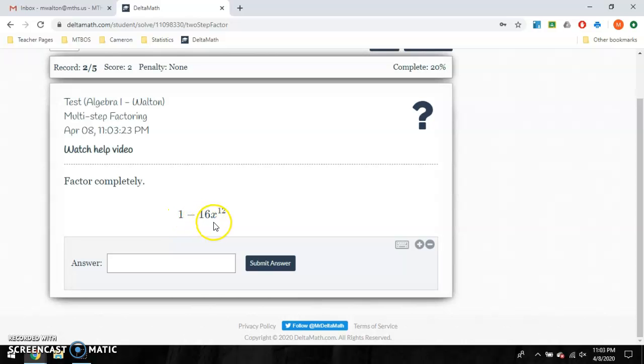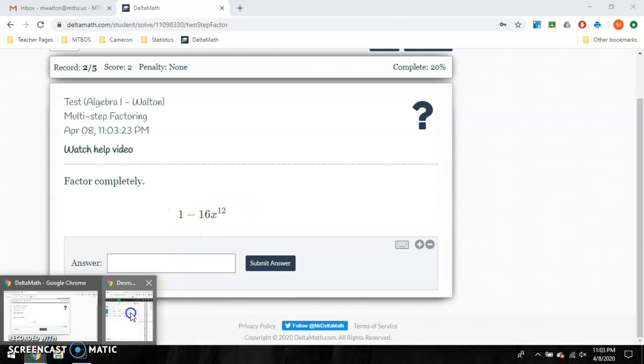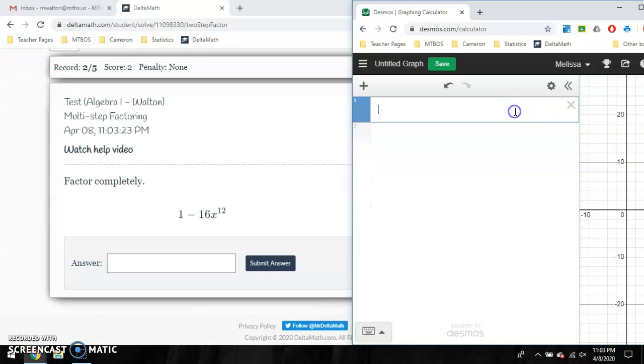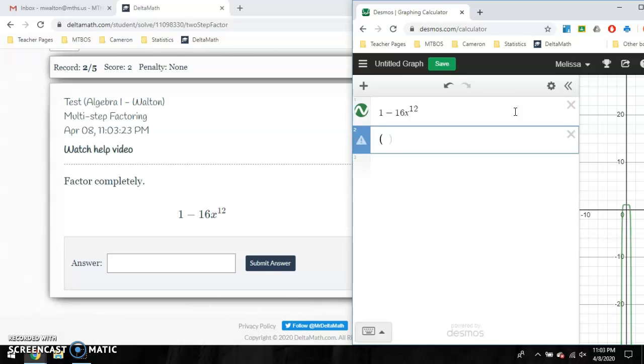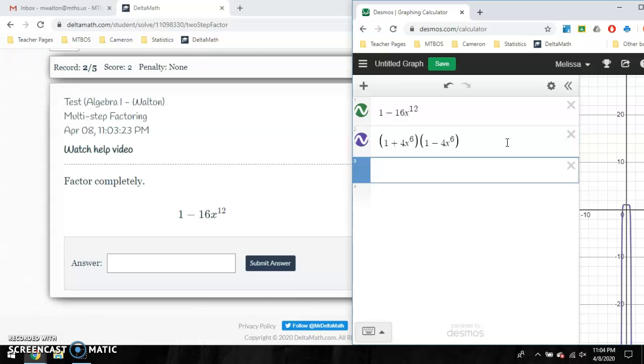I have 1 minus 16x to the 12th. All right, right off the bat, I see a difference of 2 squares. So first off, 1 breaks up into 1 and 1. In order for my middle term to cancel out, I'll have 1 positive, 1 negative. 16, 4 times 4 is 16. And then finally, x to the 12th, if I split that in half, I have x to the 6th and x to the 6th. All right, but wait, there's more. I see one more difference of 2 squares that I could break up.